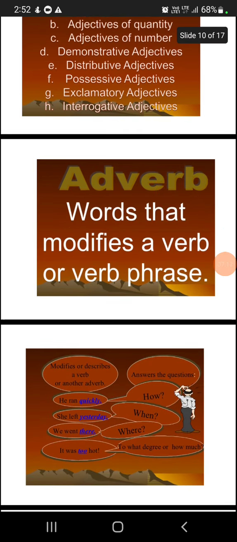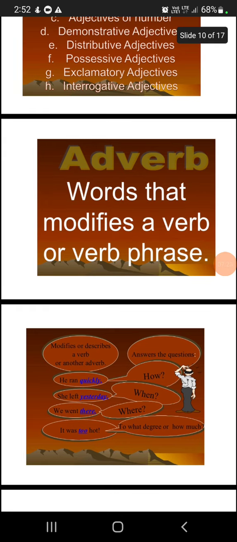And here we have adverb. So adverb is the one which modifies verb. Already we have seen verb, so this is the modified one. It modifies or describes a verb or another adverb.